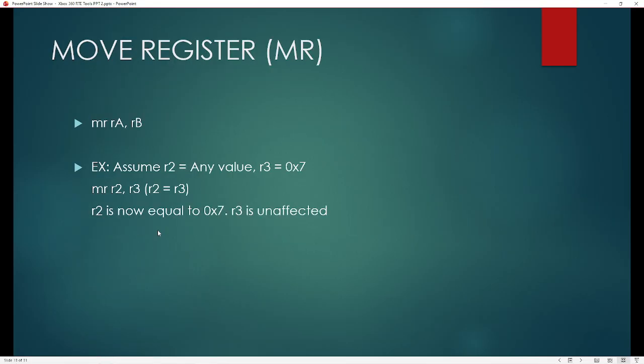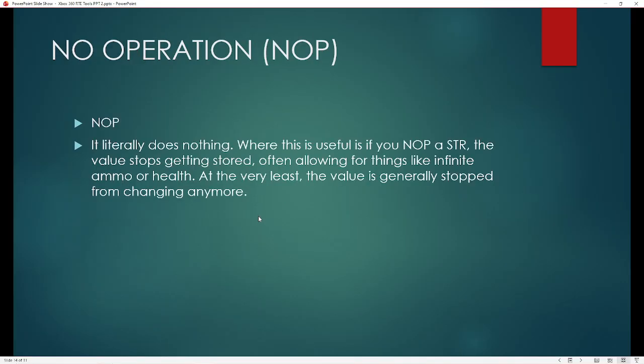Move register, very simple little instruction. Moves the contents of RB into RA. Assume R2 is any value and R3 is 0x7. So execute MR, R2, R3. R2 now equals R3. R3 was 7. R2 is now 0x7. R3 is unaffected.